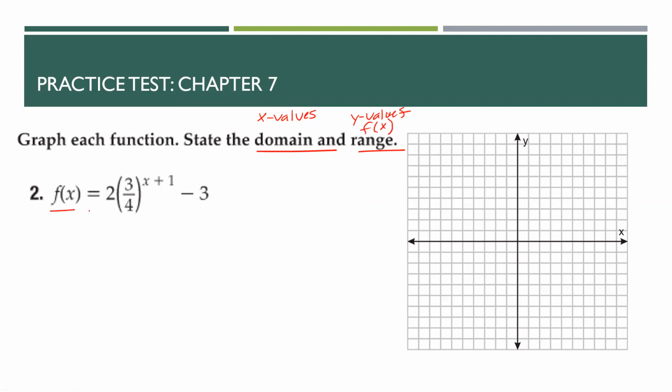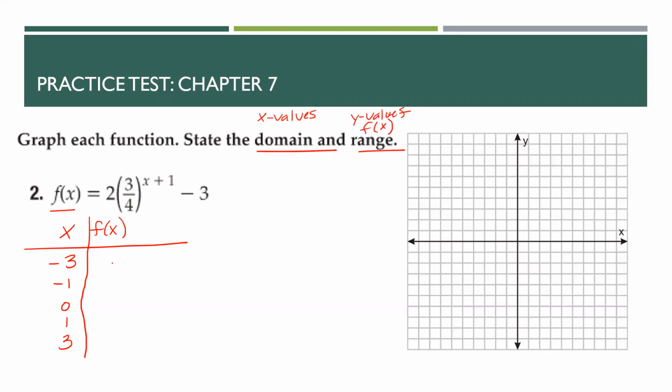So here we have f of x is equal to 2 times (3/4) to the power of x plus 1, minus 3. Okay, so just like any time when we're graphing, you're going to pick some values for x, and I'm going to pick -3, -1, 0, 1, and 3.